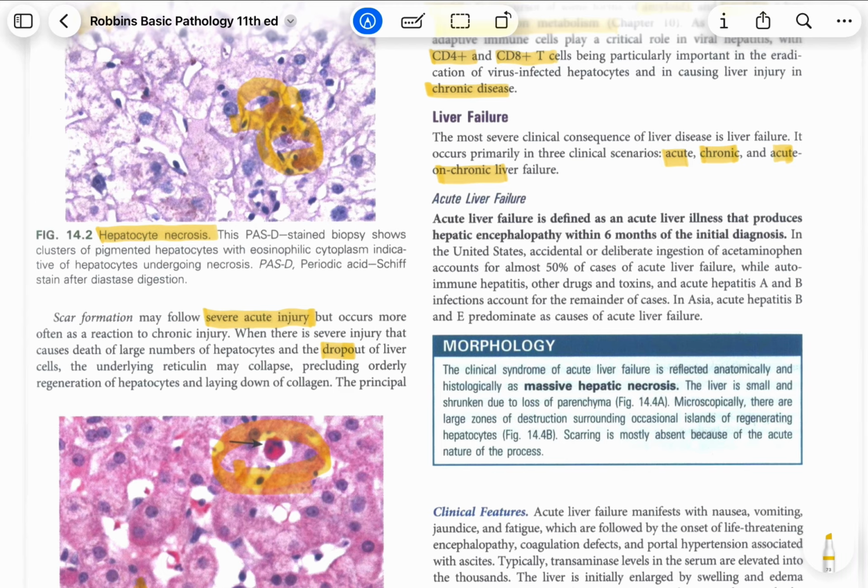Okay, so first let's talk about acute liver failure, which is defined as an acute liver illness that produces hepatic encephalopathy within 6 months of the initial diagnosis. So that's why it is known as acute.